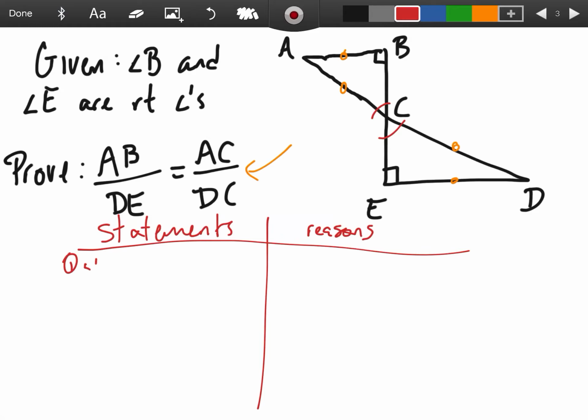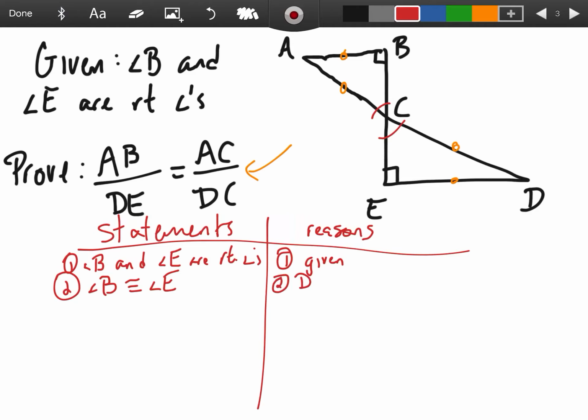So our first one, we are given that angle B and angle E are right angles. All right, and that is our given. At this next step, we should say that this means angle B and angle E are congruent. So angle B is congruent to angle E. That's really just definition of congruency, because they have the same angle measure if they're both right angles. If you said definition of right angle, I'd be okay with that. I'm not too concerned with what you put as the reason.